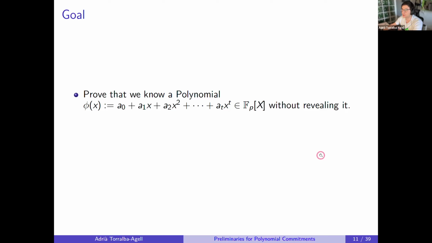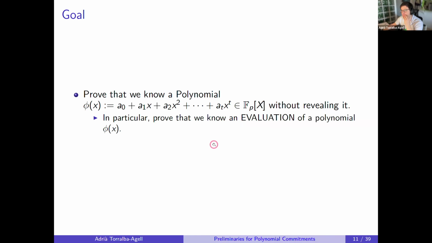So let's go and start with the preliminaries for polynomial commitments. The goal of this article is for the prover to prove that we know a polynomial phi of x expressed like this on the standard basis over a finite field Fp without revealing it, okay? In particular, we want to prove that we know an evaluation of this polynomial phi of x, okay?